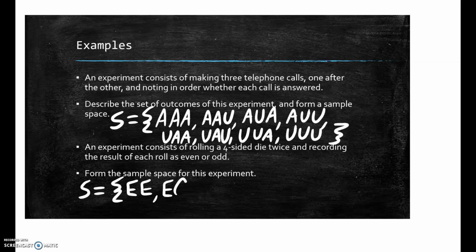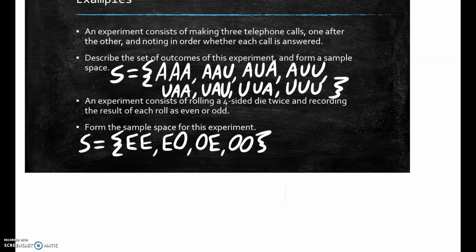I could get even and odd. I could get odd and even. Or I could get 2 odds in a row. Okay? Again, E representing even, O representing odd. That's all the possible outcomes that could happen. It's not possible to get even 5 or something like that. Like you can't possibly get anything outside of this sample space.